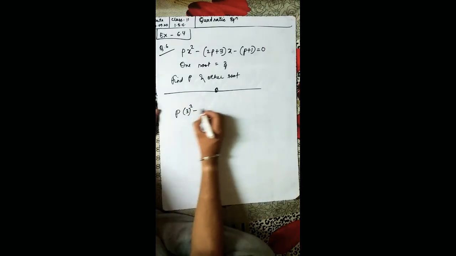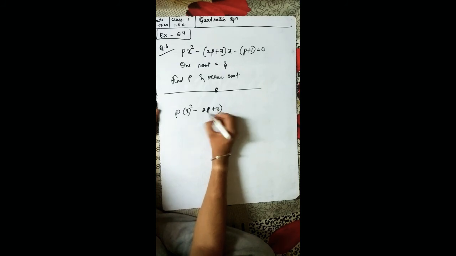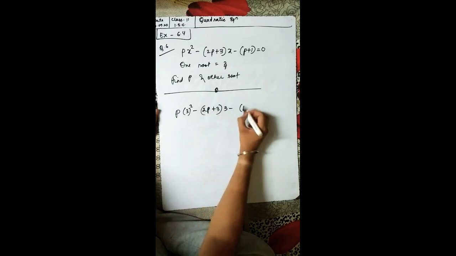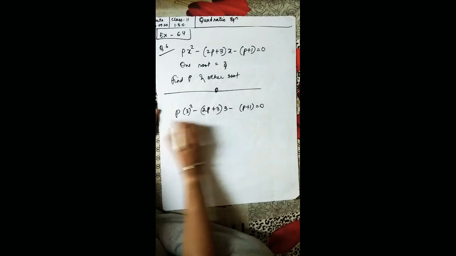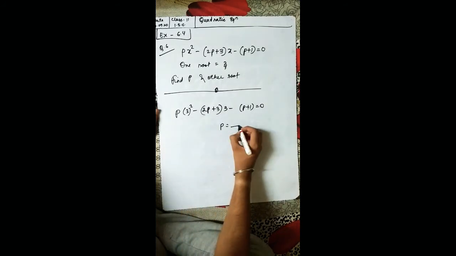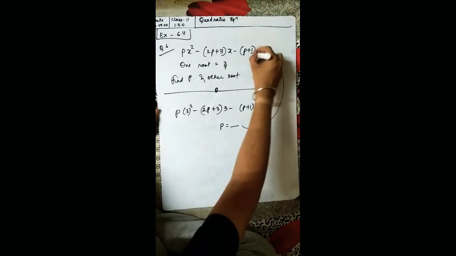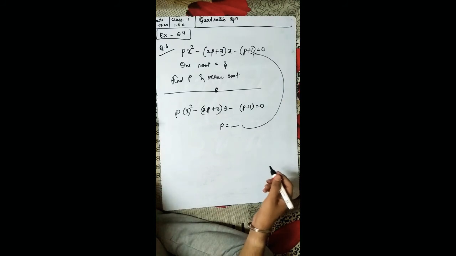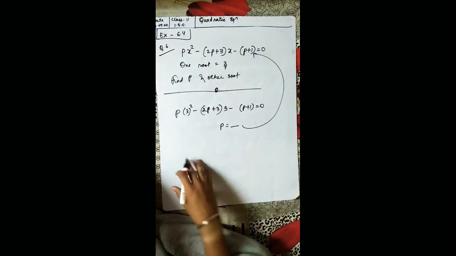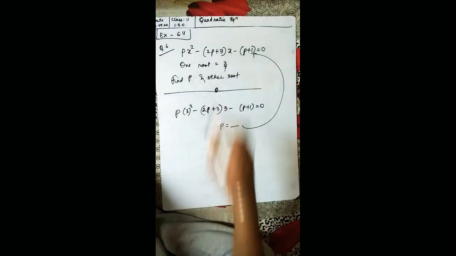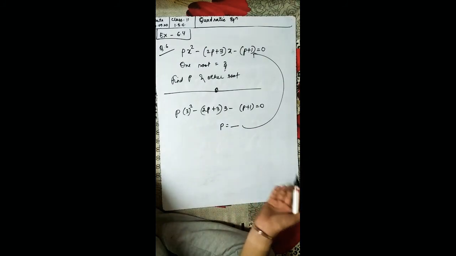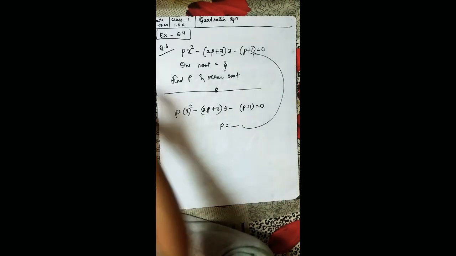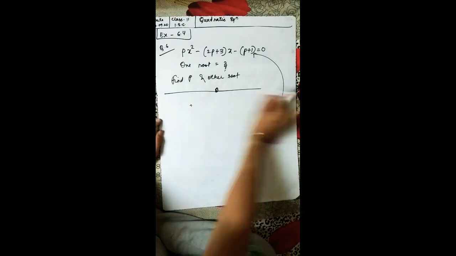Finally you will get the value of p. Put this value in the quadratic equation and just solve it. Obviously you will get one root as 3 and another one also you will get. This is the first method. Now what will be the alternative method for this one?